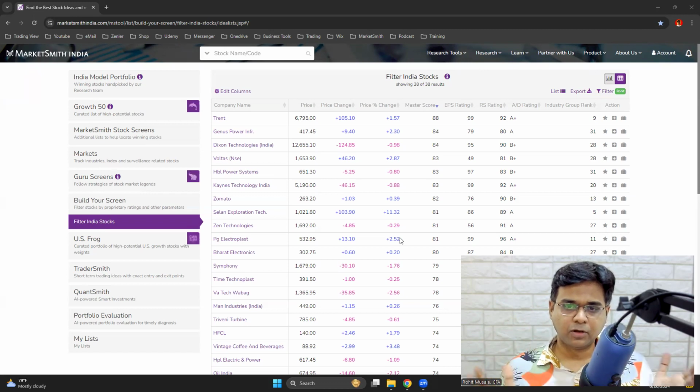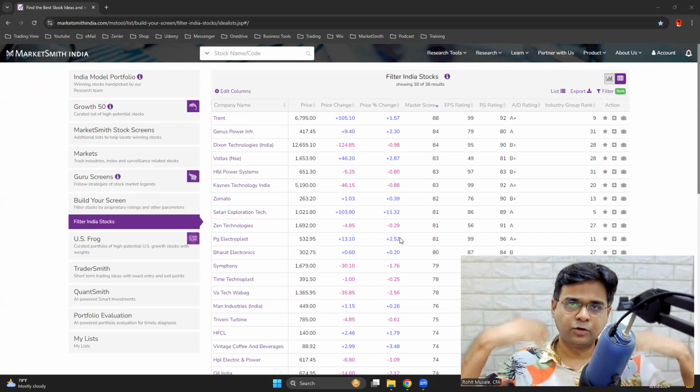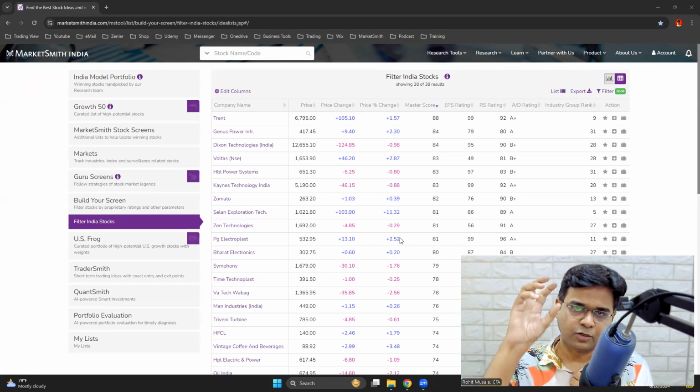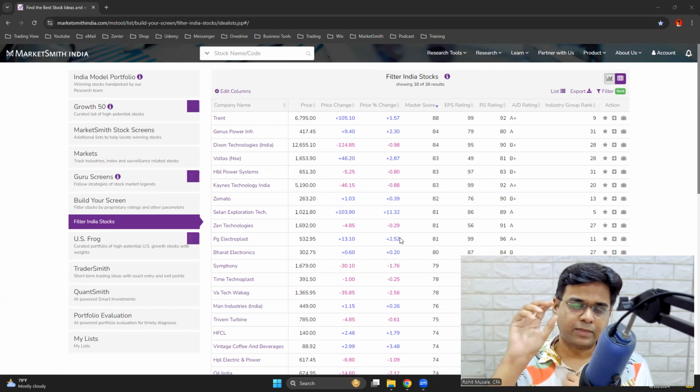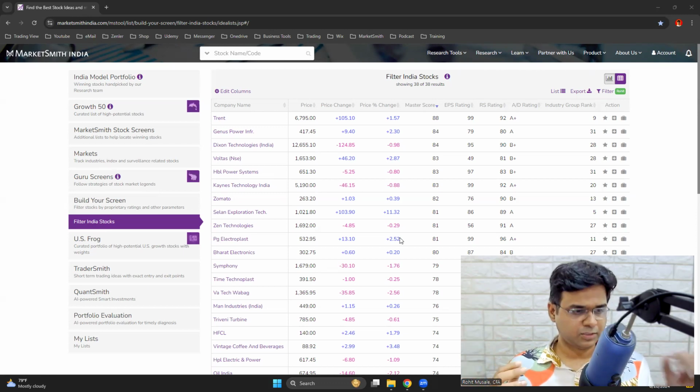Okay, because MarketSmith India is giving a ranking to each industry. The rank goes from 1 to 197. So we could choose to go in the top industries. We could choose to select stocks only from the top industries. Now, that doesn't mean that if an industry is not performing, the stock within that industry cannot go up. There are industries which are not performing, but some stocks within those industries are doing very well.